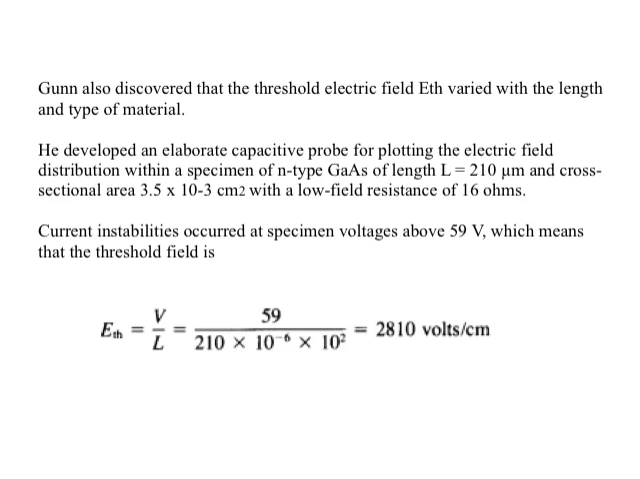So we got to know that the threshold field to be considered here is 2810 volts per centimeter. In order to find this, we knew that ETH varied with the length and type of the material. So the gallium arsenide length L equal to 210 micrometer was considered, and the specimen voltage of about 59 volts was also noted down. Taking these into consideration, the threshold field was calculated and it was equal to 2810 volts per centimeter.